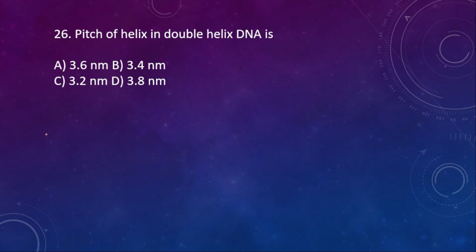26th one: the pitch of the helix in double helix DNA is... 3.6? No, 3.4. Yes, I just said that, didn't I? What is pitch actually? Pitch is one turn. If this is one helix and this is one more helix, from this to this, whatever the turn is, that is said to be one helix, one turn.